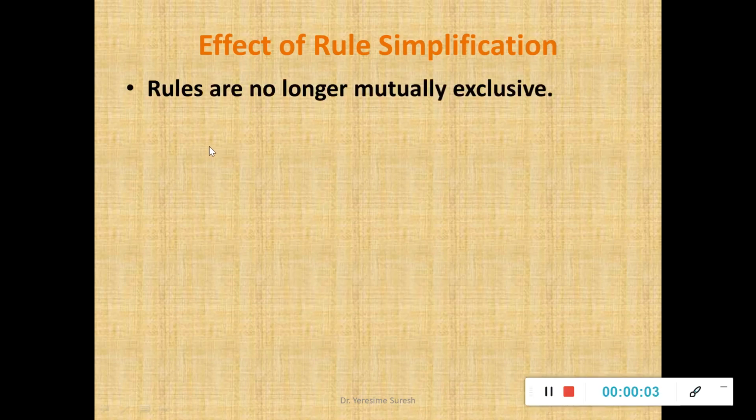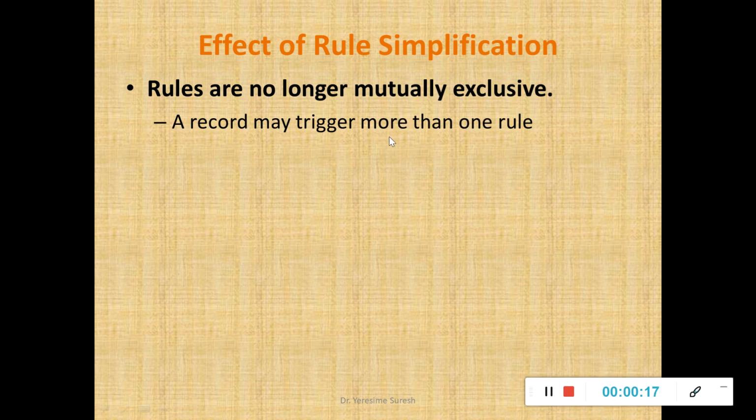So what will be the effect of rule simplification? The first thing is rules are no longer mutually exclusive, because the mutually exclusive principle said that a record must not be triggered by more than one rule. But once I simplify the rule, a record may obviously be triggered by more than one rule. So the mutually exclusive principle is gone with respect to rule simplification. So what I'm supposed to do for this is go for an ordered rule set.